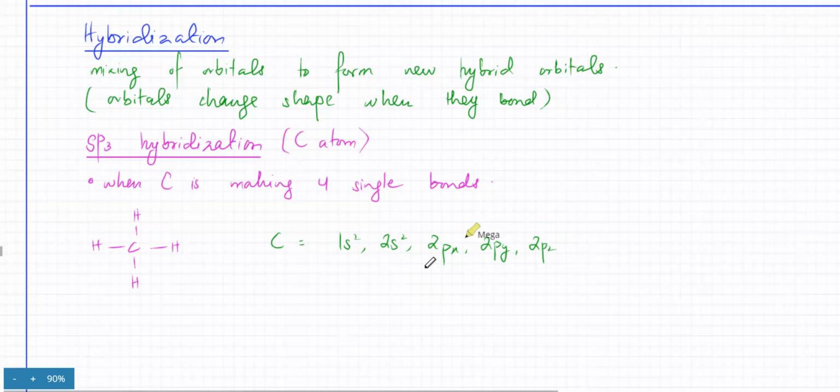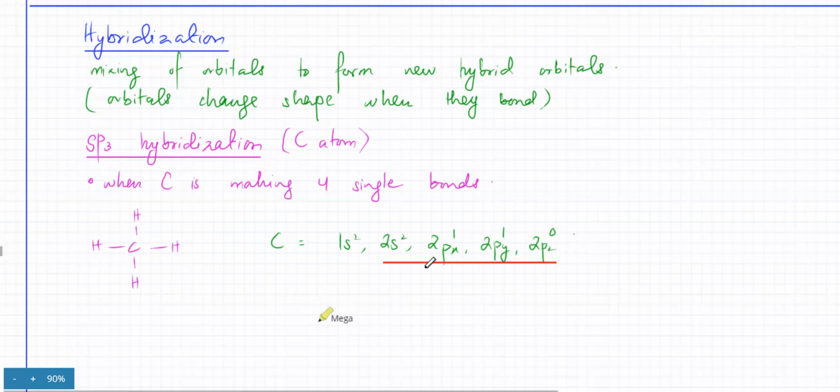There would be one in each orbital. Then you fill up the ones that are left. Okay. So this is the outer shell, and I'm only focusing on the outer shell. Remember, carbon has 4 orbitals.